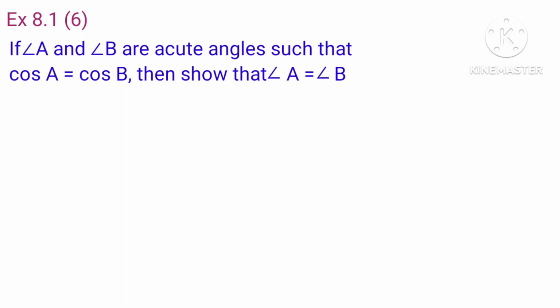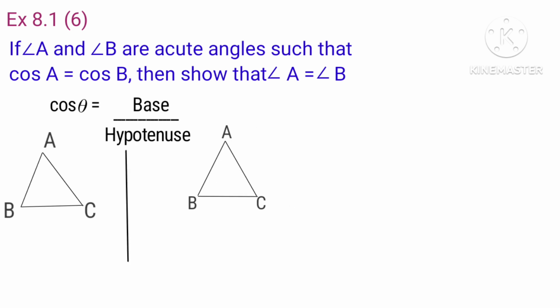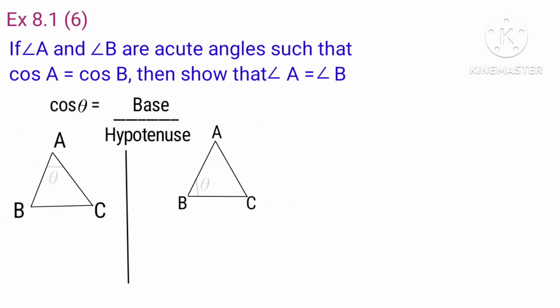So first we write the cos theta formula, that is base divided by hypotenuse. Now we draw two triangles, one for angle A and one for angle B. So in the first diagram, we mark theta in place of A. In the second diagram, we mark theta for angle B. So C alone is left. So the opposite of C will be hypotenuse for both diagrams. And base and perpendicular alone will get changed.